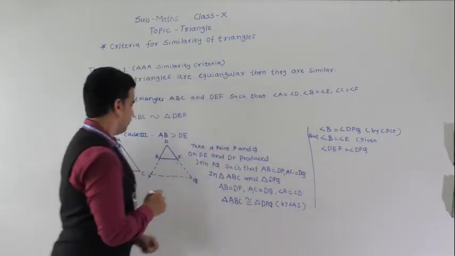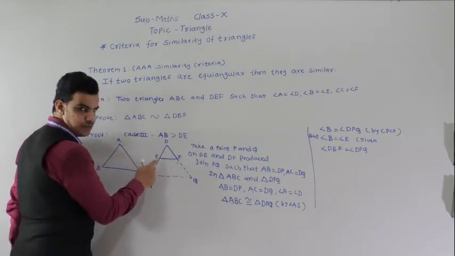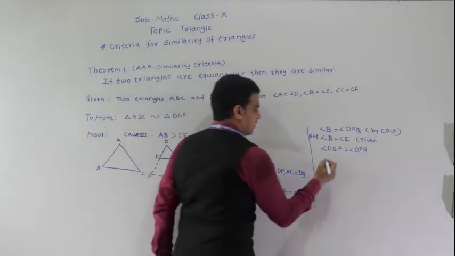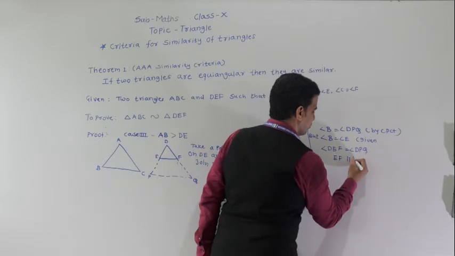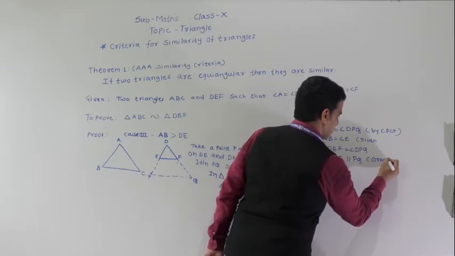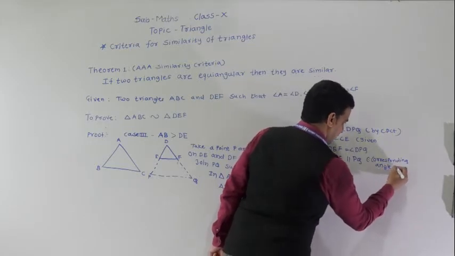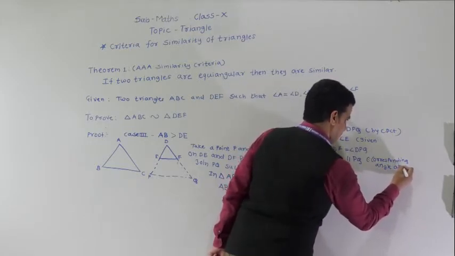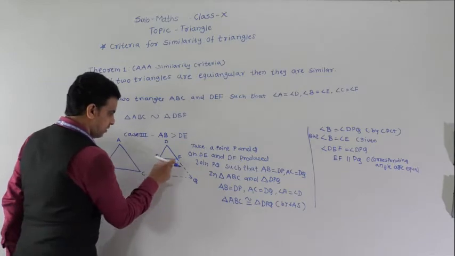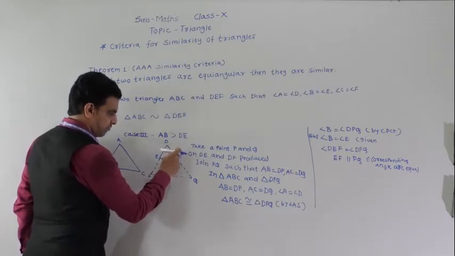So again the same, if angle DEF and angle DPQ are equal, these two angles are making a pair of corresponding angles, and if corresponding angles are equal, lines are parallel. So we can write here EF parallel to PQ, since corresponding angles are equal. Okay, so again we have to use here the corollary of BPT. So how do we use the corollary of BPT here? If EF is parallel to PQ, we can write DE by DP is equal to DF by DQ.